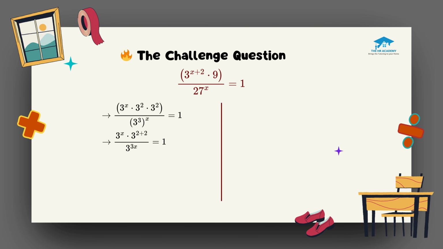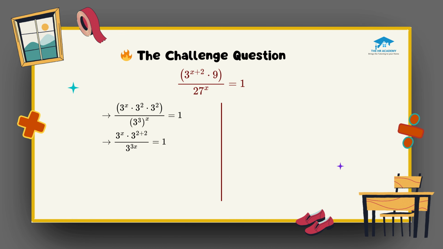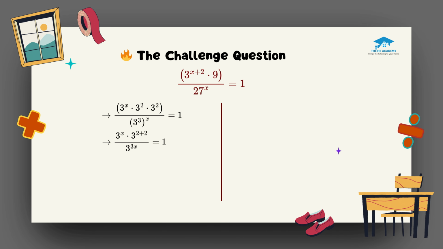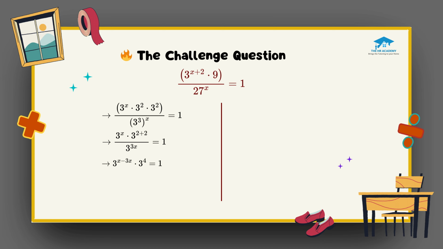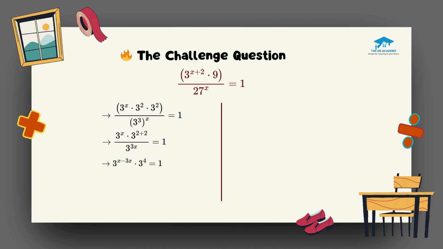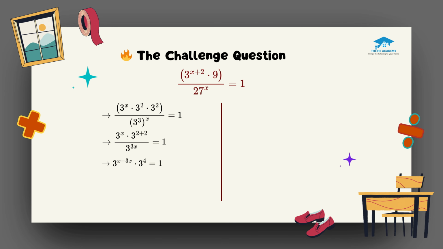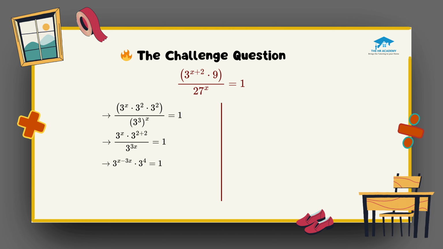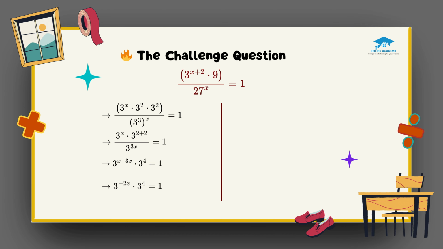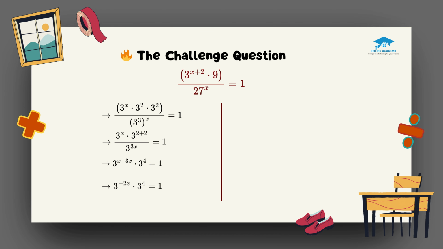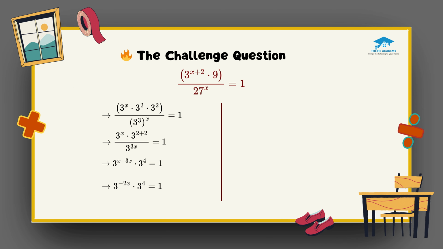Now let's use the exponent addition rule to add the like terms. 3 to the power of x times 3 to the power of 2 plus 2 over 3 to the power of 3x is equal to 1. Then we can use the quotient rule for the terms with x, which now gives us 3 to the power of x minus 3x times 3 to the power of 4 is equal to 1. When we simplify that, we get 3 to the power of negative 2x times 3 to the power of 4.